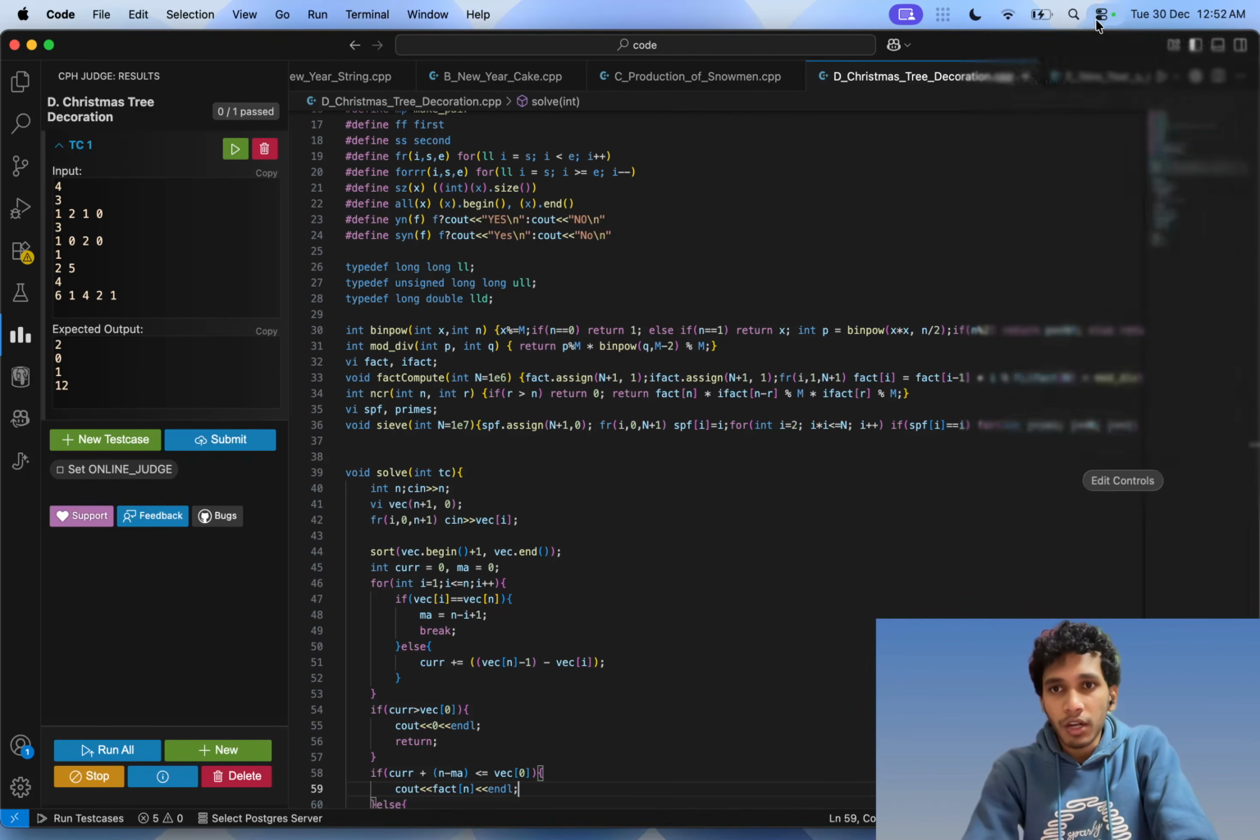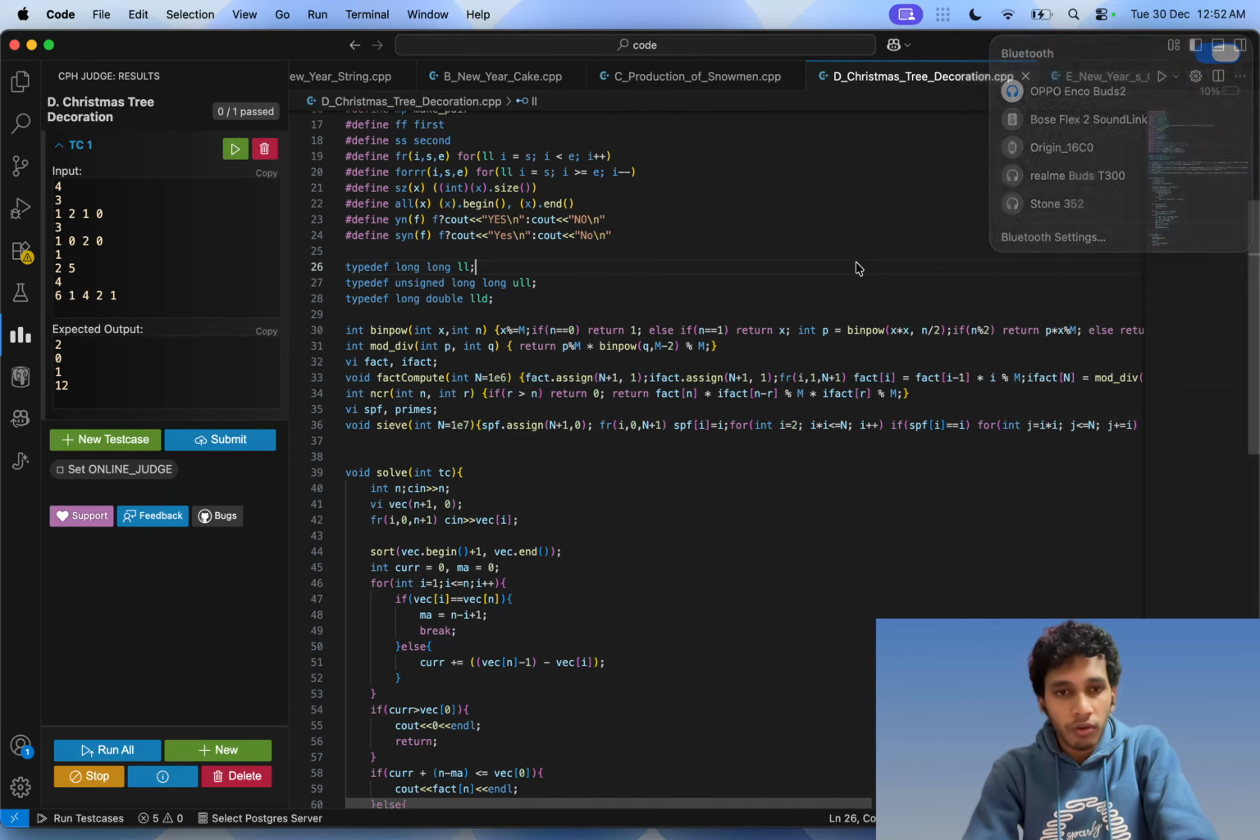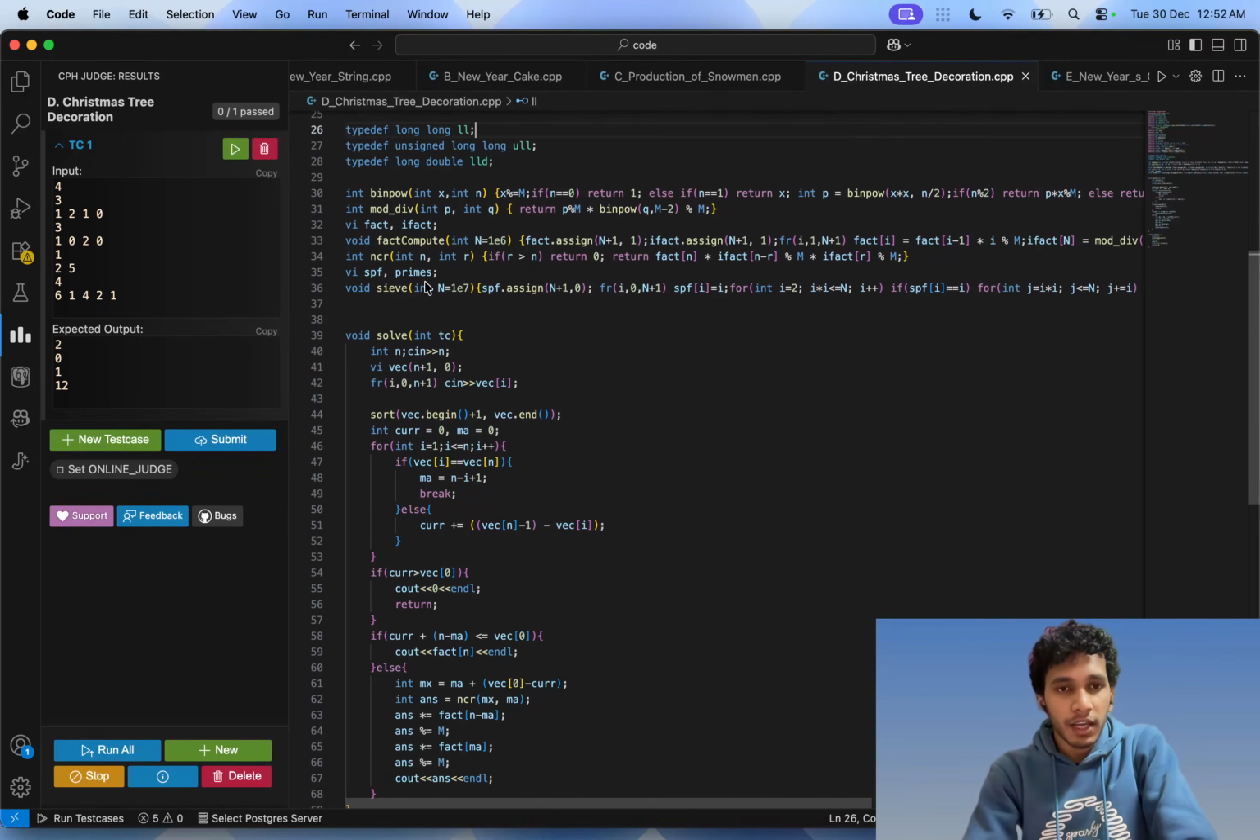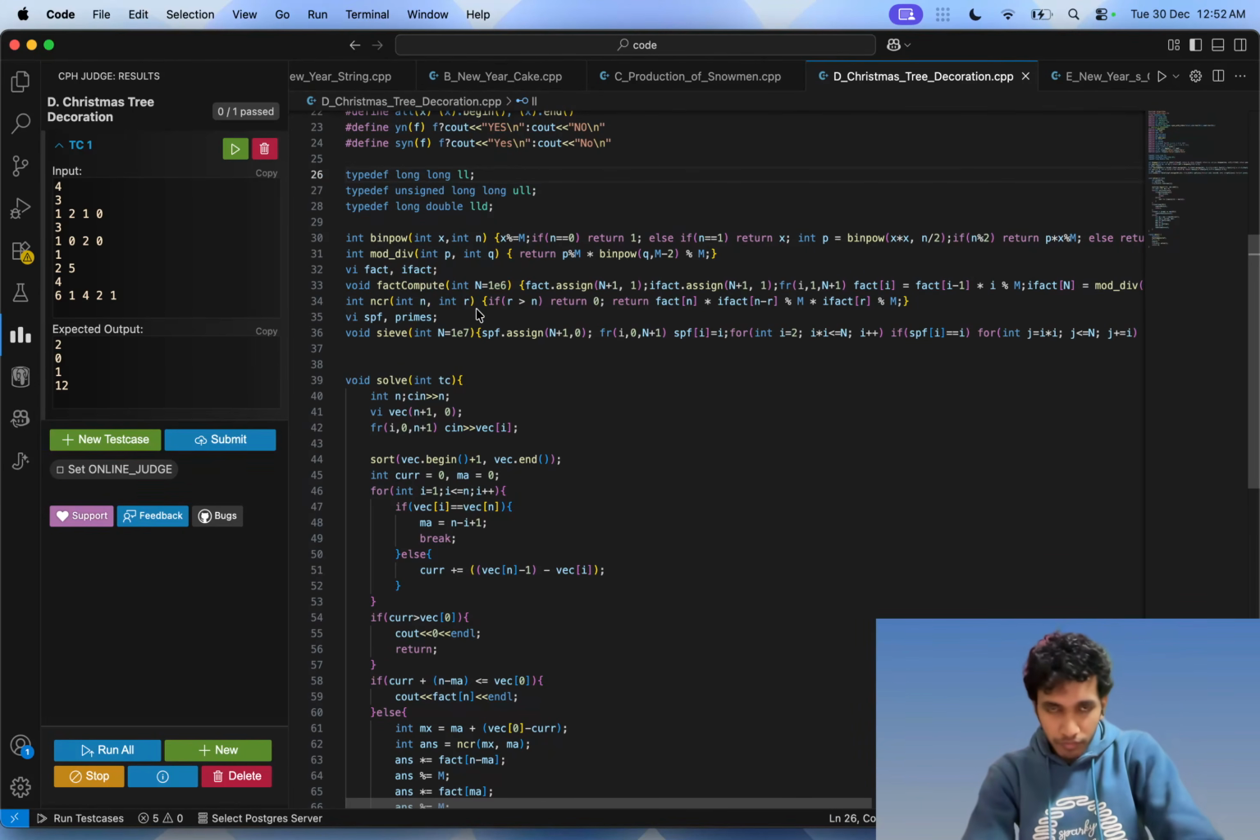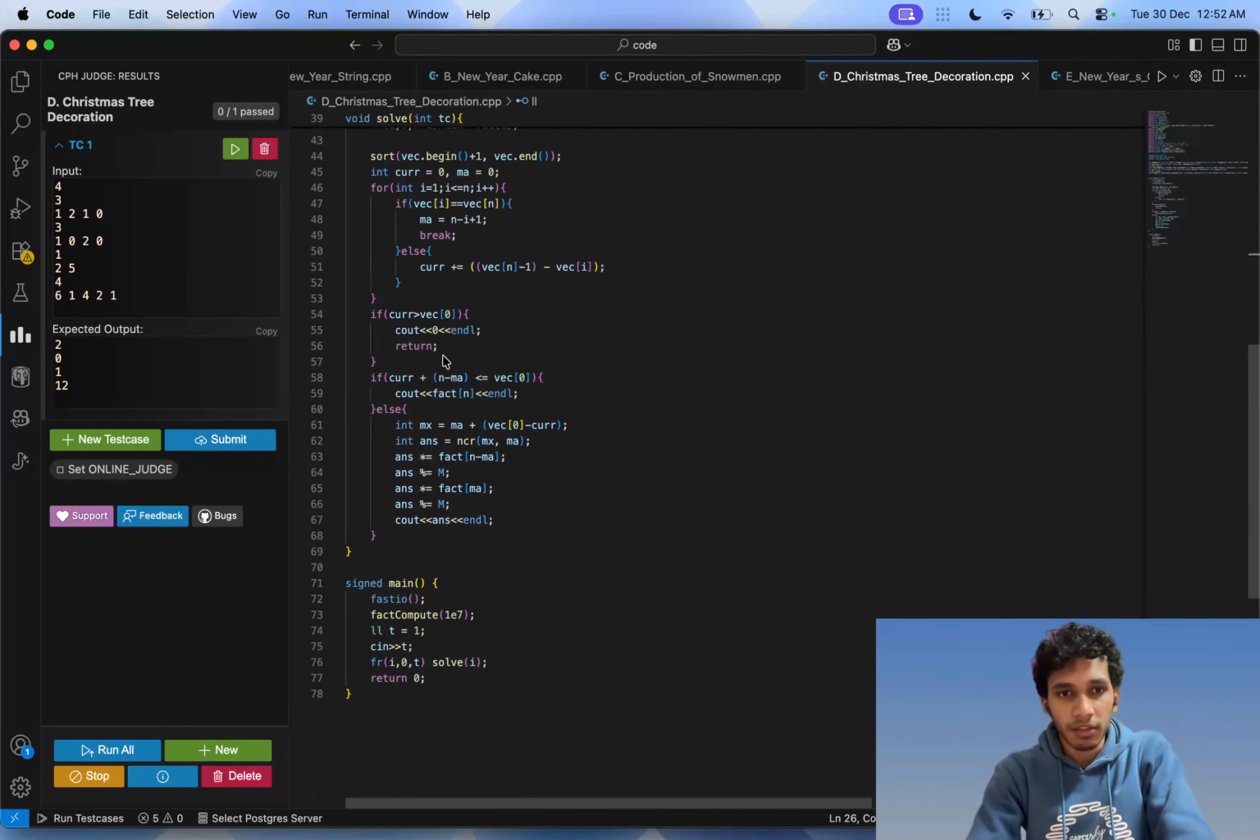You can make your own templates as well for calculating factorial and NCR. I will be providing my code. If you find it good, then you can copy paste my particular template as well.